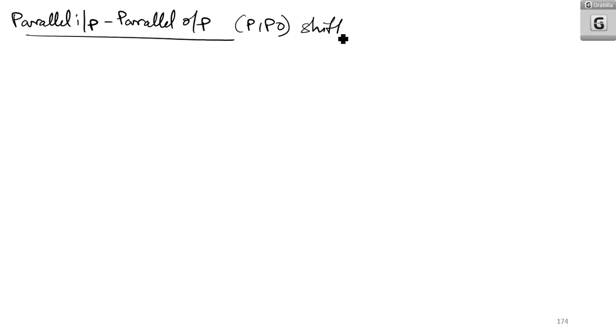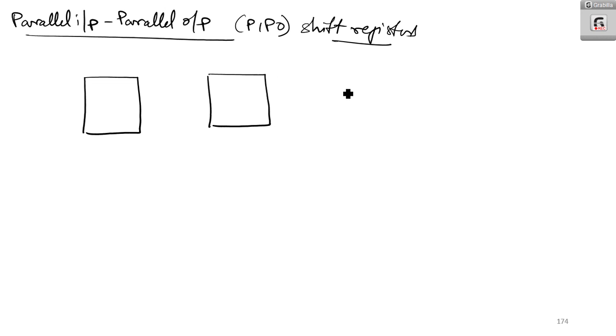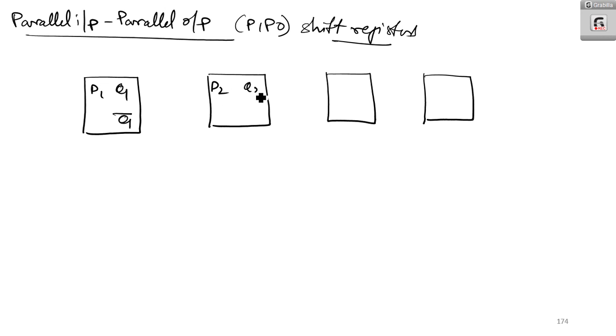So here what happens? Let me check. Okay. Here data is fed in parallelly and output is also taken parallelly. That is the only difference. So suppose I am having 4 bits. That means I should have 4 flip-flops. 1, 2, 3, 4. So here D1, Q1, Q1 bar, D2, Q2, Q2 bar, D3, Q3, Q3 bar, D4, Q4, Q4 bar. Okay. And clock is common. Common clock.